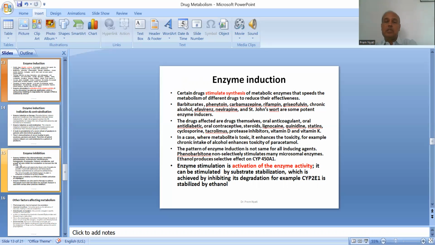The pattern of enzyme induction is not the same for all inducing agents. Phenobarbital non-selectively stimulates many microsomal enzymes. Ethanol produces a selective effect on CYP2E1. In contrast to enzyme induction, there is another term that is used, enzyme stimulation. Enzyme stimulation is the activation of the enzyme activity. It can be stimulated by substrate stabilization, which is achieved by inhibiting its degradation. For example, CYP2E1 is stabilized by ethanol.